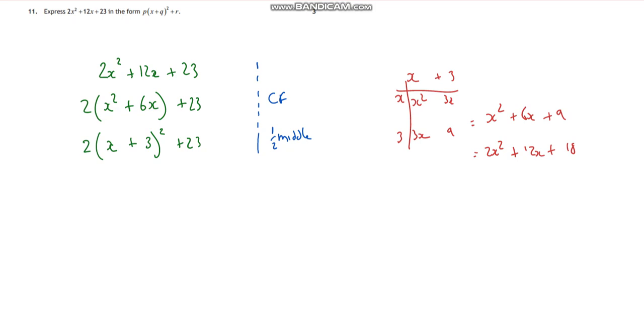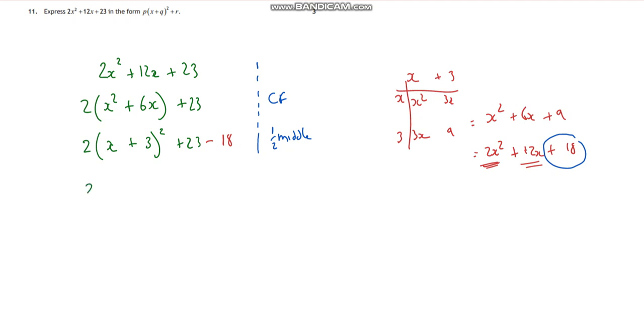Now, I was quite happy, right? I wanted the 2x squared, and I wanted the 12x. It's over here, isn't it? But I want 23 as my units. And right now, if I broke this out, I would have 23 and this 18. I do not want this 18. And that's why we take away 18. So by doing that, I've balanced out the equation.